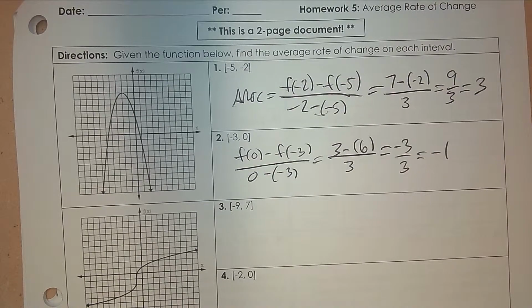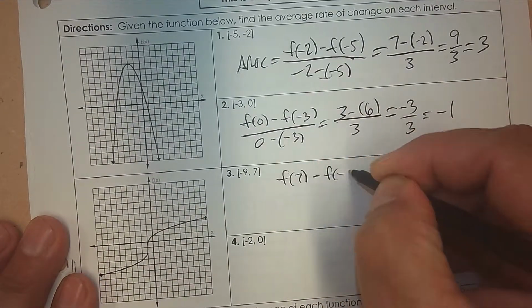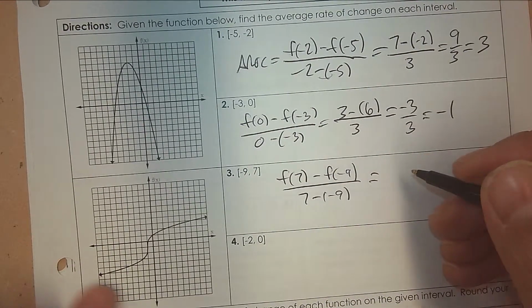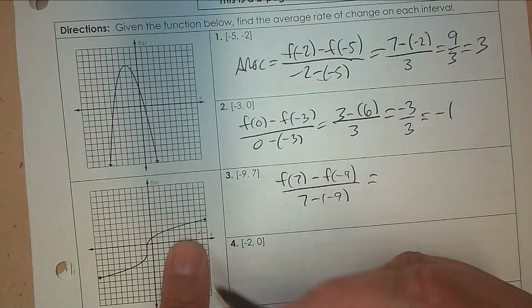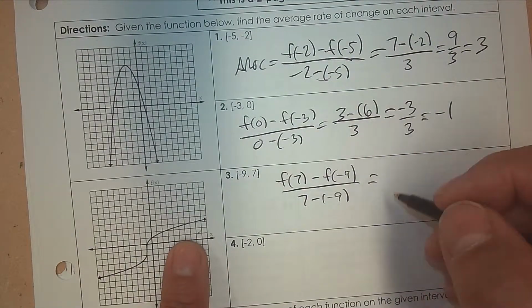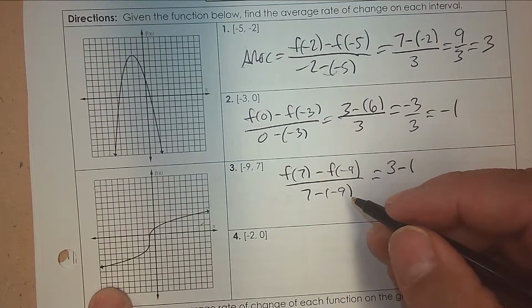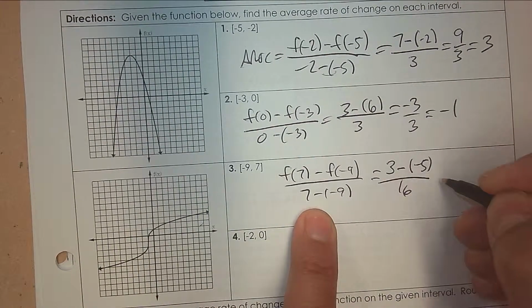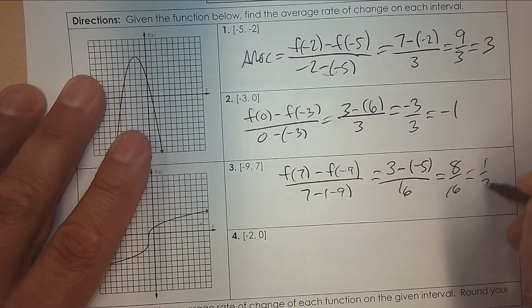Negative 9 to 7. Setup. F at 7, subtract F at negative 9. And then 7, subtract negative 9. Off the graph, here's the bottom one. So 7, what's the answer? So for 7, the answer is 3. At negative 9, it's a negative answer, and it's negative 5. Here you're adding, so it's 16. So subtract the negative, you're adding again, so the answer is 1/2.